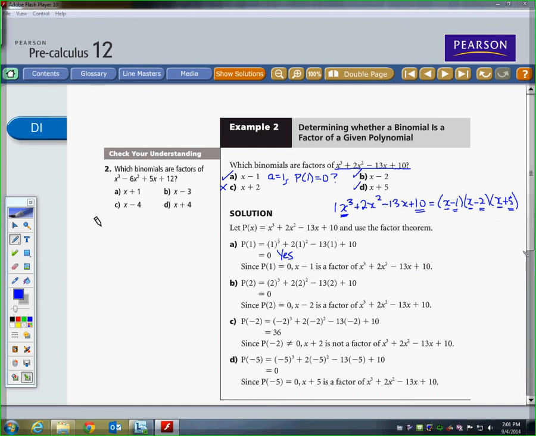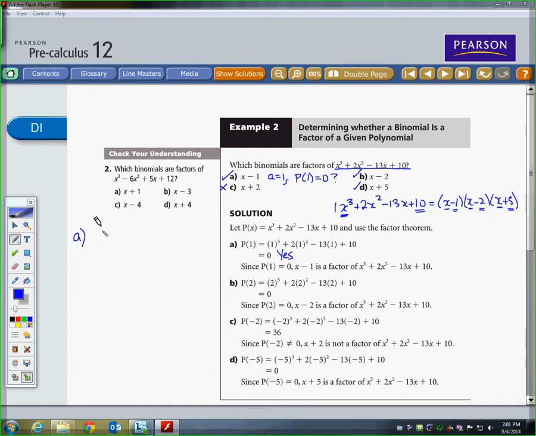Alright, so for the check your understanding, it looks like they only have one question here, so I'm going to get you to work on this without me doing the example. Which binomials are factors of x cubed? Well, I'll tell you what, I'll give you a break. I'll do part A here. Which binomials are factors of that?